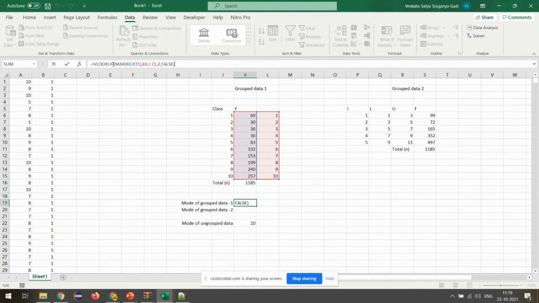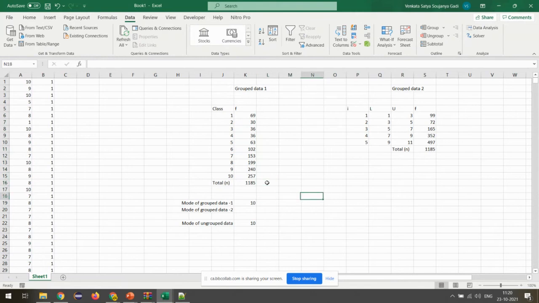What am I doing? The lookup looks up the value I'm giving. What is the value I'm giving? The maximum, because we want to find the modal class, right? The maximum is 257. It calculates, and then I ask it to select the second column. The second column is 10, because the first column should be the one which searches. I am sure there must be some other easy way, so let me type here, not to confuse more. It's very easy.